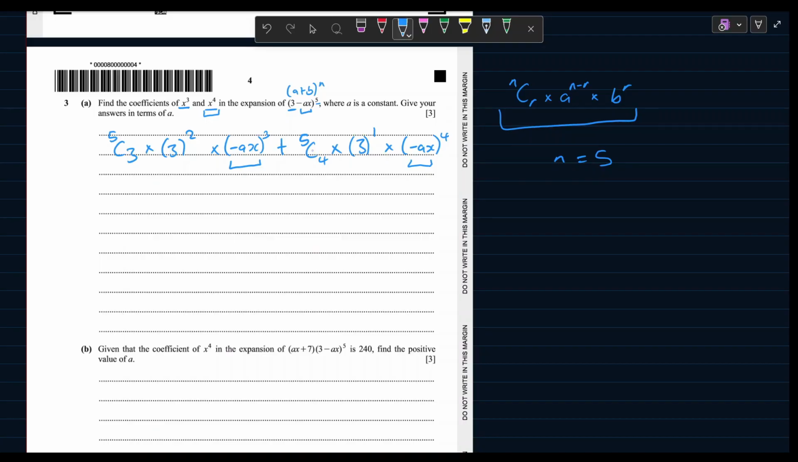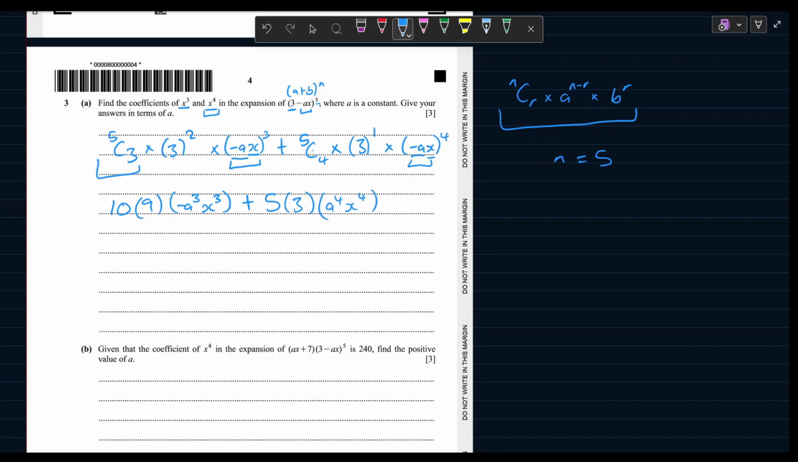So let's simplify our coefficients now. Start with 5 choose 3. 5 choose 3 should give you 10, multiplied by 3 squared, which is 9, multiplied by, here we've got negative ax cubed, so make sure to cube the negative a first, so that you have negative a cubed, and then cube the x, so that you've got x cubed. And then we've got plus 5 choose 4. So 5 choose 4 will give us 5. And then we've got times 3. Then we've got negative ax to the 4. So raise negative a to the power 4, that gives you a to the 4. Raise x to the power 4, that gives you x to the 4.